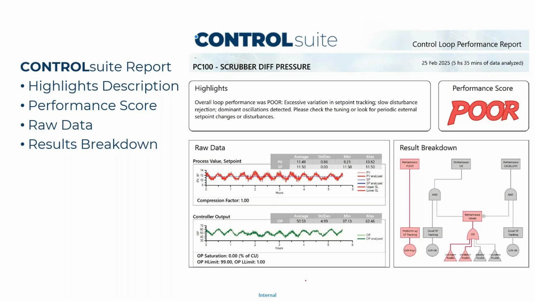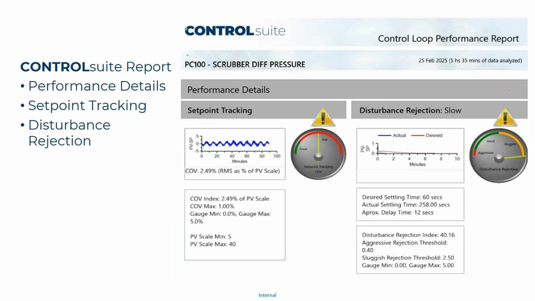This is an example of what a performance report looks like. It gives us more insight on how to solve the issue with PC100. In the highlights, it has a more detailed analysis of what's going on with the loop. So it says here that the overall performance score was poor, that there was excessive variation in set point tracking, slow disturbance rejection, and that there are dominant oscillations detected. It also says to please check the tuning or look for periodic external set point changes or disturbances. And next to the highlights section, you can see that this loop has been given a performance score of poor.